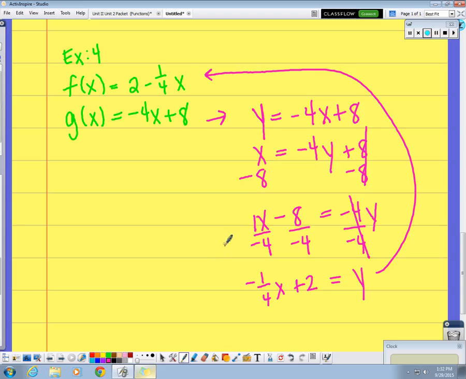Yeah, even though it's a little bit different, you still have the same thing. You have a positive 2, positive 2. Negative 1/4 x, negative 1/4 x. It's still the same thing, even though they're flip-flopped. Just think about it. Can't you add in any order?